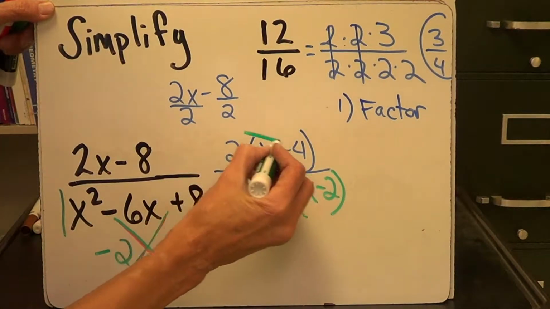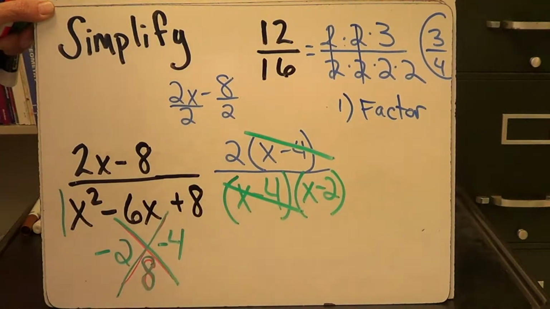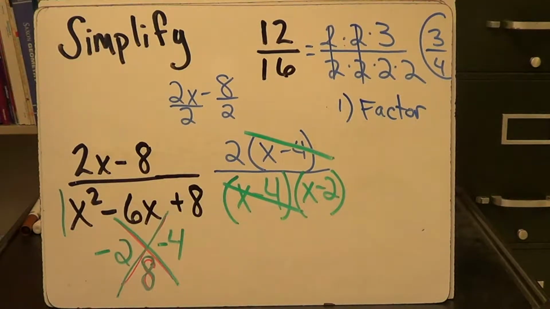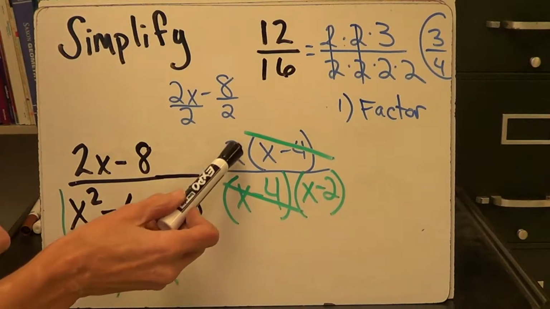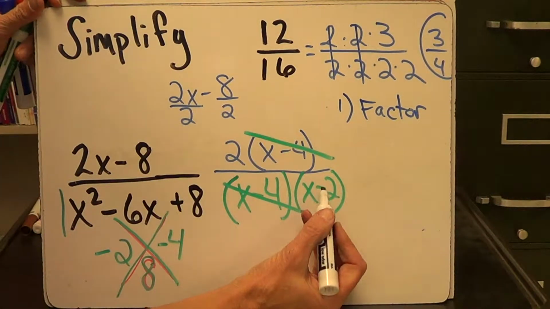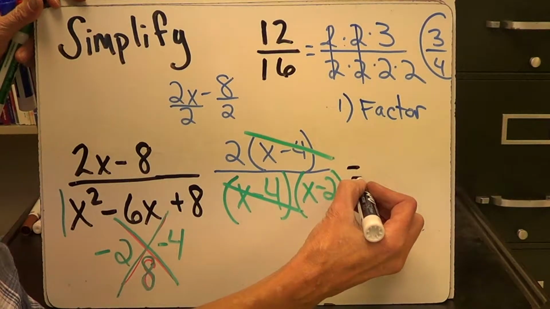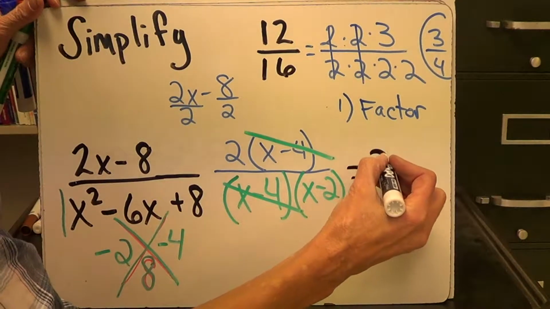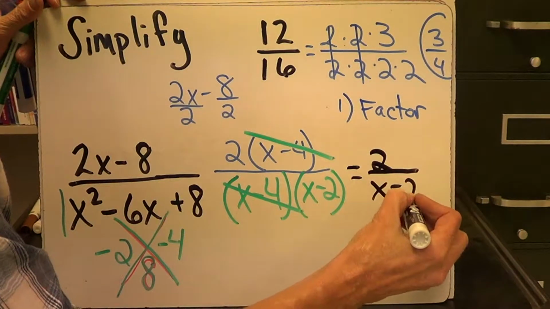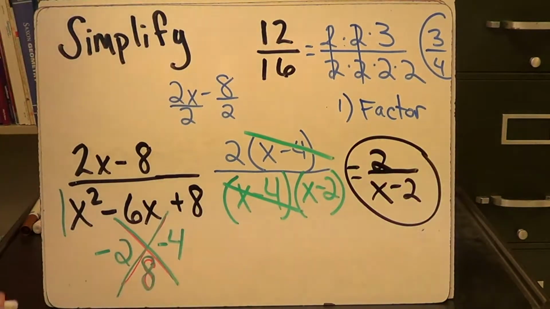We cancel our like terms. Now, can we cancel the 2 and that 2? I hope you're saying no, and here's why. This 2 is a factor, it's being 2 times something. But this 2 is not a factor, it's being subtracted. So 2 over x minus 2 is our final simplified answer.